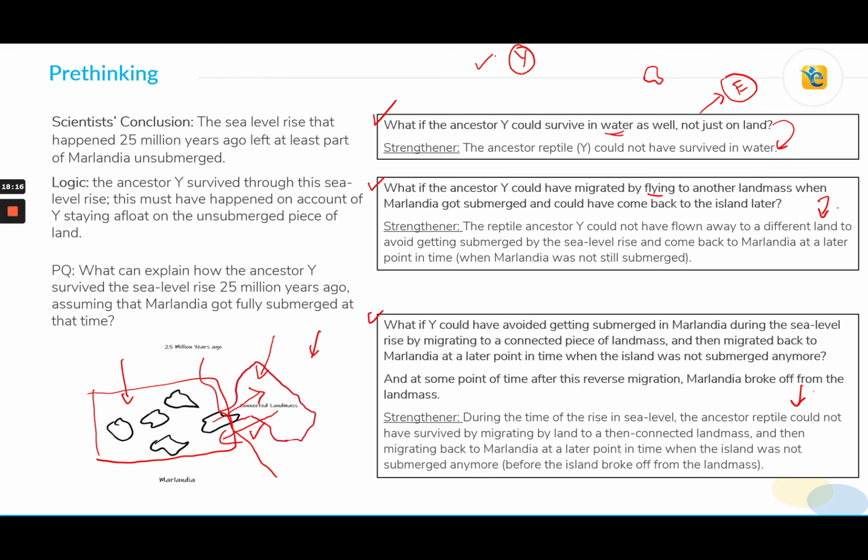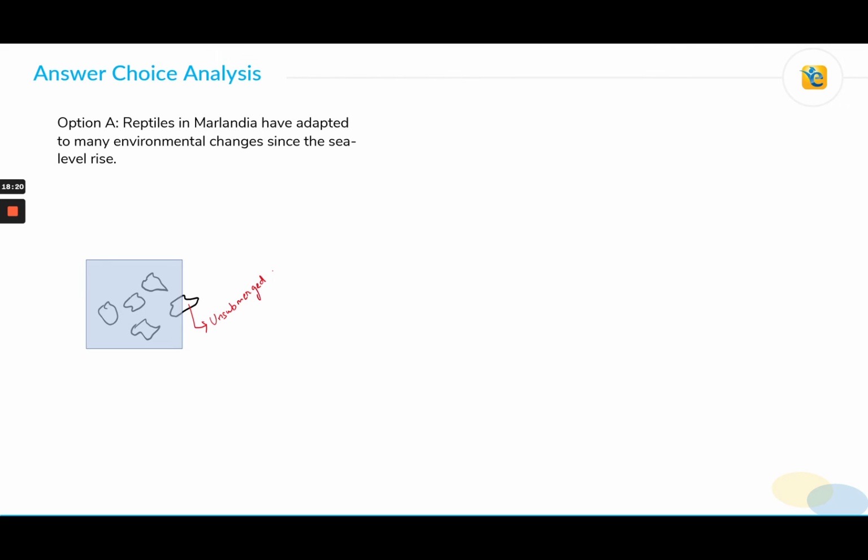Each and every answer choice here has something to tell us, even the easy ones. So option A is not very popular. Most of you would not have chosen this, but still, let's discuss this. Option A says reptiles in Marlandia have developed to many environmental changes since the sea level rise.